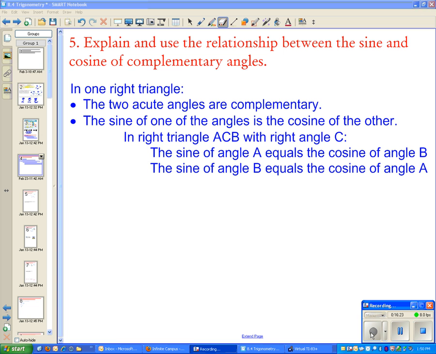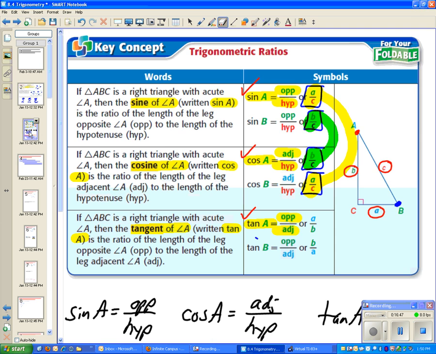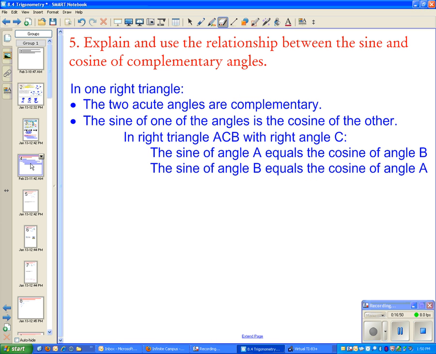So write down, in one right triangle, the two acute angles are complementary. The sine of one of the angles is the cosine of the other, which I thought made perfect sense to me, but I was afraid wouldn't make perfect sense to somebody learning this. So, in right triangle ACB with right angle C, I named it that so it goes along with the one that they make this table out of. The sine of angle A equals the cosine of angle B, and the sine of angle B equals the cosine of angle A.